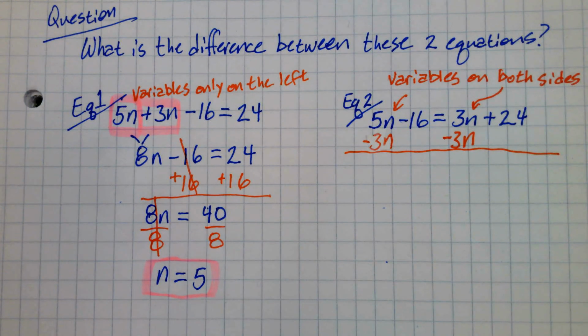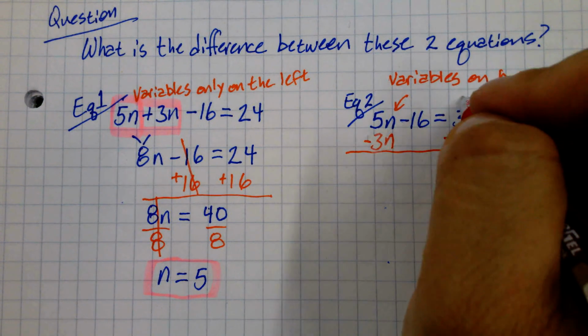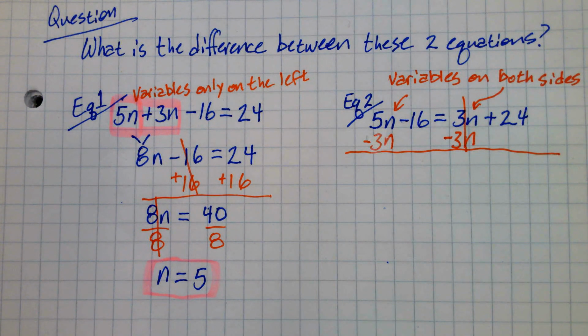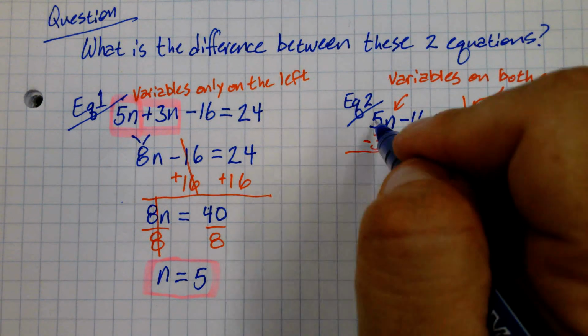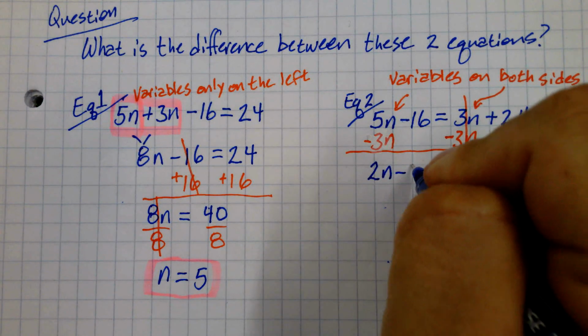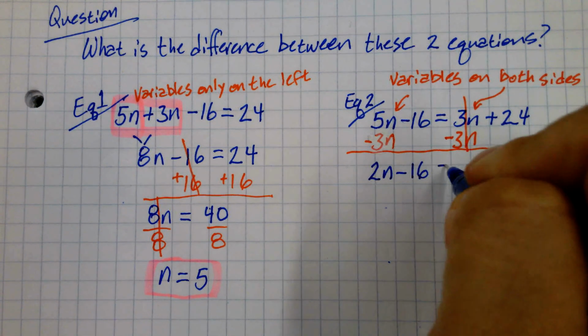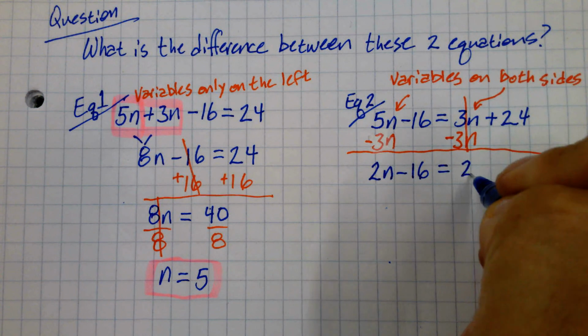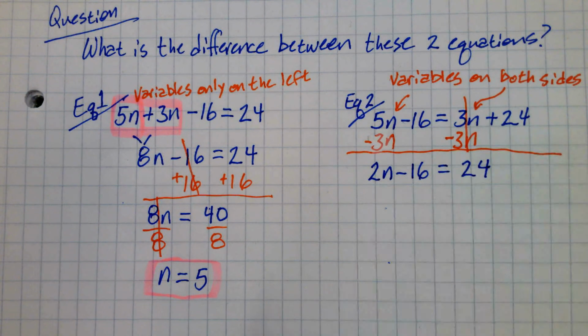Okay, that's better. So I'm going to subtract 3n on both sides because now that one goes away. And here, 5 take away 3 is 2n minus 16. Bring down the equal sign, bring down the 24. Okay? So go ahead and write all that down. And look, we got a two-step equation now. Okay, we have a two-step equation, and we can just solve it now, just like we did here.